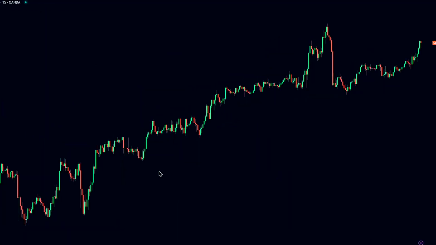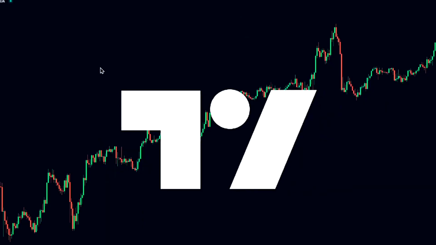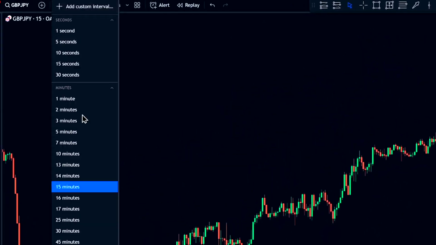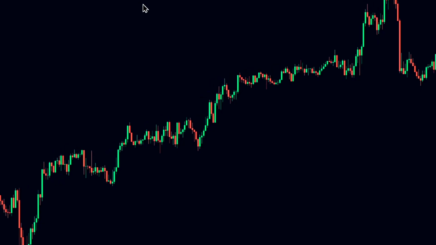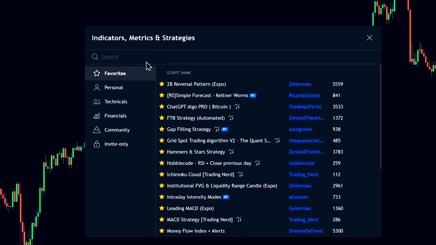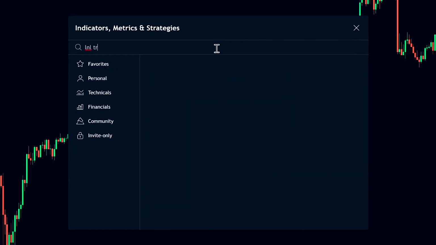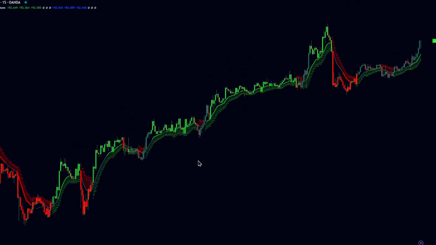Let's jump in. So, to get this indicator on your chart, head over to your go-to trading platform. I'm rocking TradingView for this one. If you don't have an account yet, there's a link down in the description. Pop open the 15-minute chart for GBP JPY. Then hit the Indicators tab to hunt down this bad boy. Type in LNL Trend System by this amazing author. This thing works like a charm on any asset and any time frame.